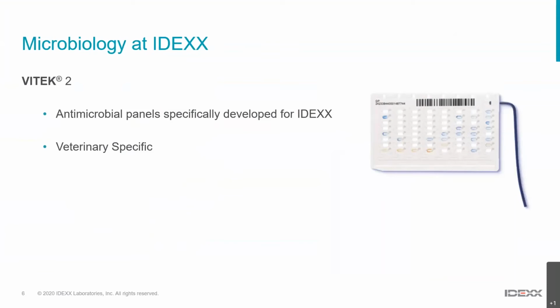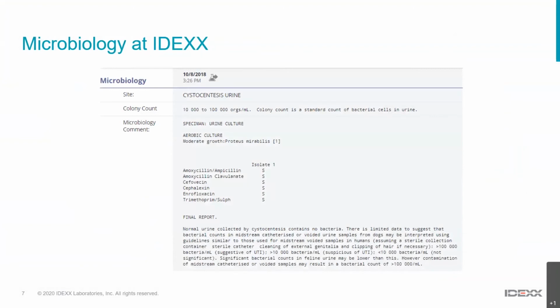So when you get a result back, you will see, for example, with this urine culture here, you'll get a colony count, you'll get the identification of the agent, and then it will list the antimicrobials and whether they're sensitive, intermediate, or resistant. So that's going to help us guide what we would choose for that particular patient.